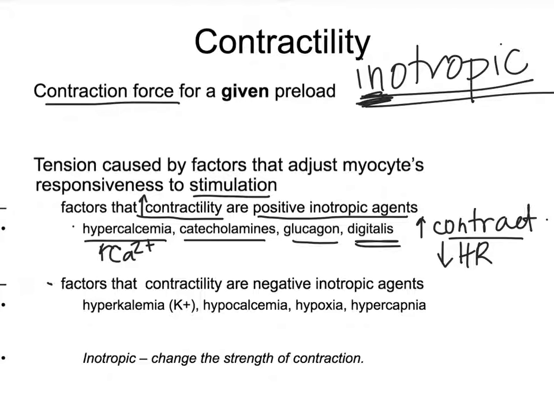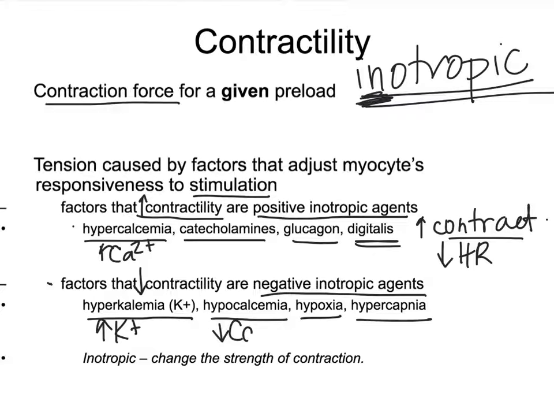Now factors that decrease contractility are called negative inotropic agents. So hyperkalemia, hypocalcemia, hypoxia, and hypercapnia. Hyperkalemia means excess potassium. Hypocalcemia is decreased calcium. Hypoxia would be decreased oxygen, and hypercapnia is increased CO2.